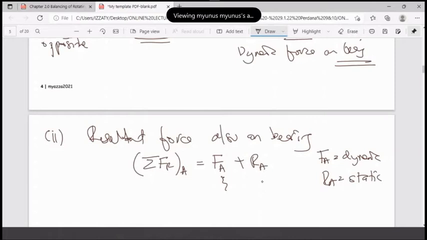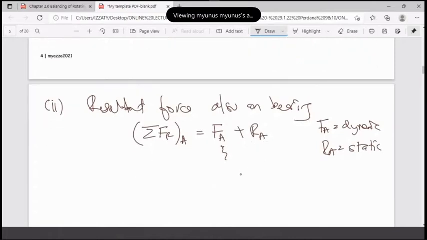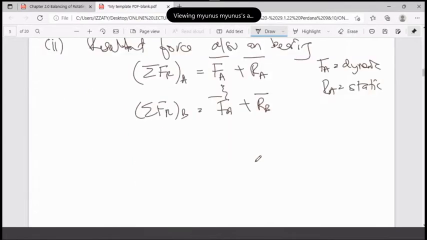So when you are talking about static force, remember this one. Let me put another equation. This one for B, you will have FB plus RB. Of course, these are all vectors. Don't forget that, all vectors. You cannot add them up together as in the normal procedure of addition. You must use vectors, because we are still dealing with vectors now. So for static force.